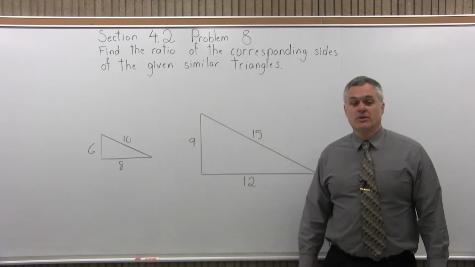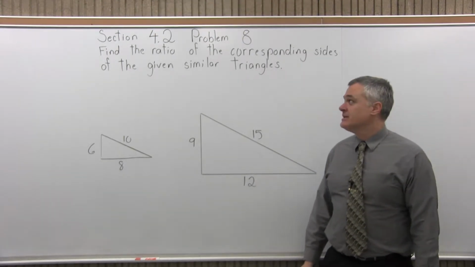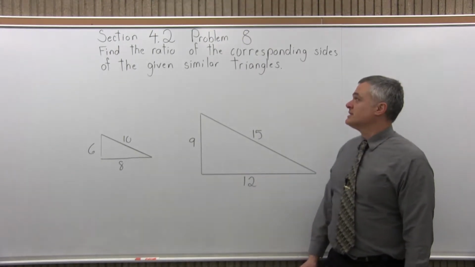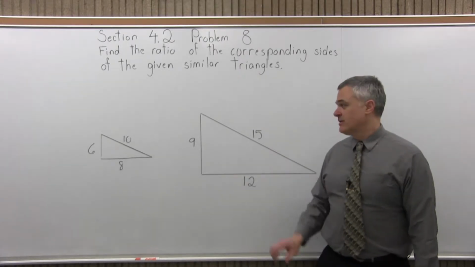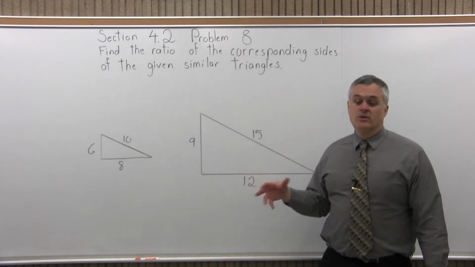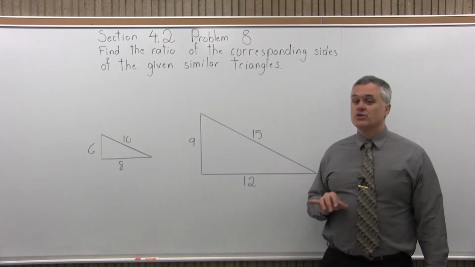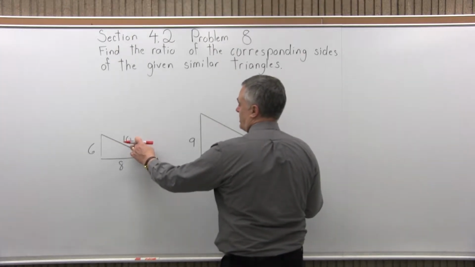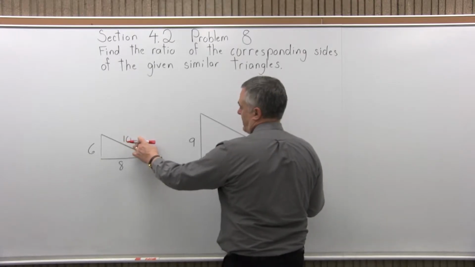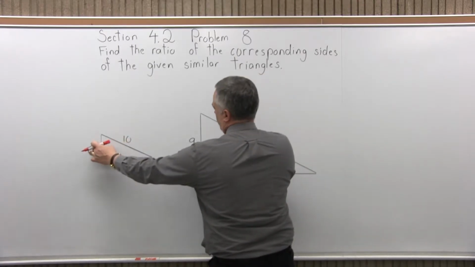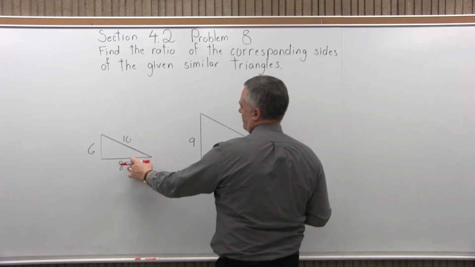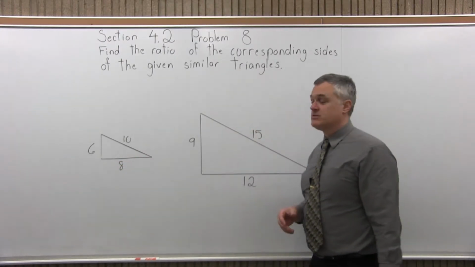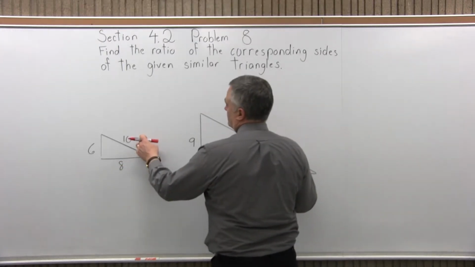This is Section 4.2, Problem 8. It says, find the ratio of the corresponding sides of the given similar triangles. So it's saying that these are similar. What's the ratio of the sides? It really shouldn't matter which ones you match up as long as they're corresponding. So you could do the long diagonal to the long diagonal, you could do the upright to the upright, or the horizontal to the horizontal. We should get the same answer either way. I'll pick the diagonal ones.